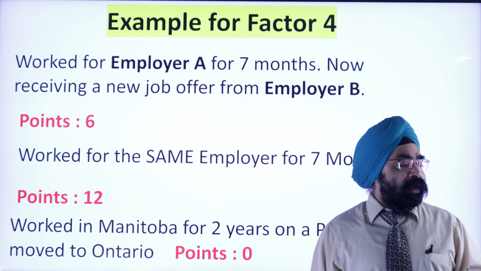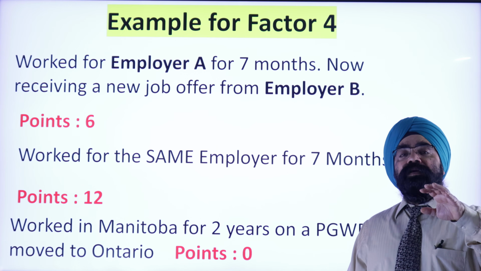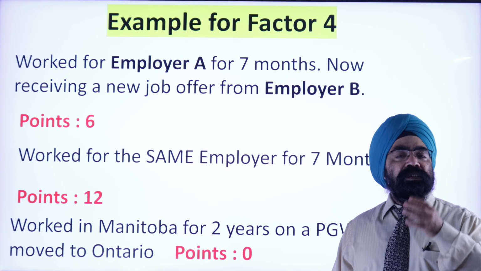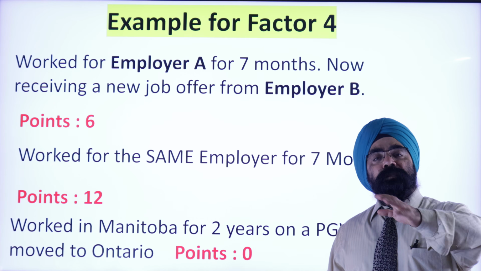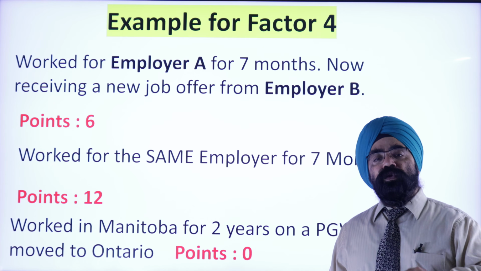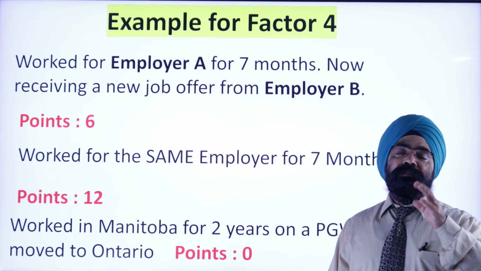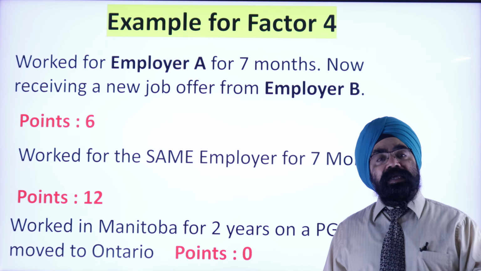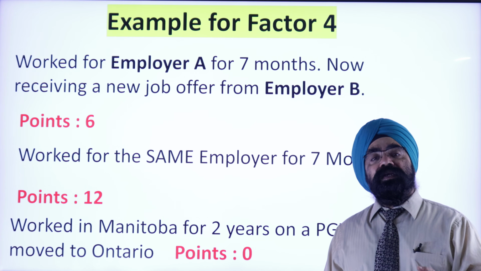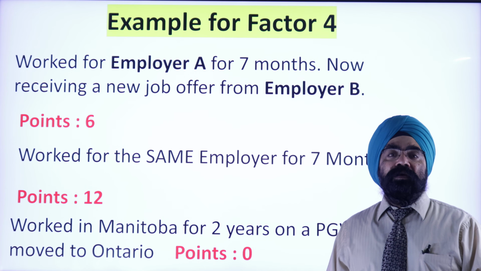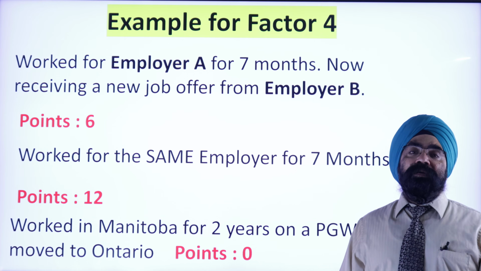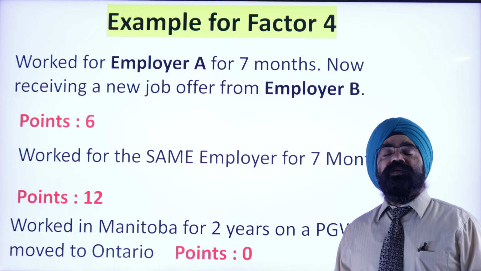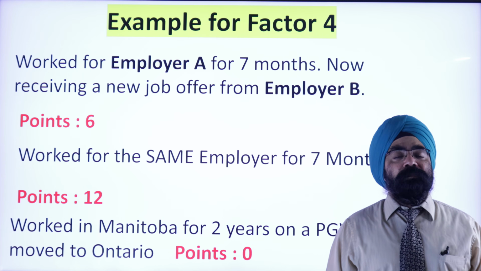That's the benefit. Now suppose you studied in BC or Manitoba or Saskatchewan or any other province. Suppose you studied in BC and then moved to Ontario. You worked in BC for 2 years on a PGWP and came here to try your luck in Ontario and get PR. You will get 0 points because your work experience is out of province, outside Ontario. So that is a very important thing.